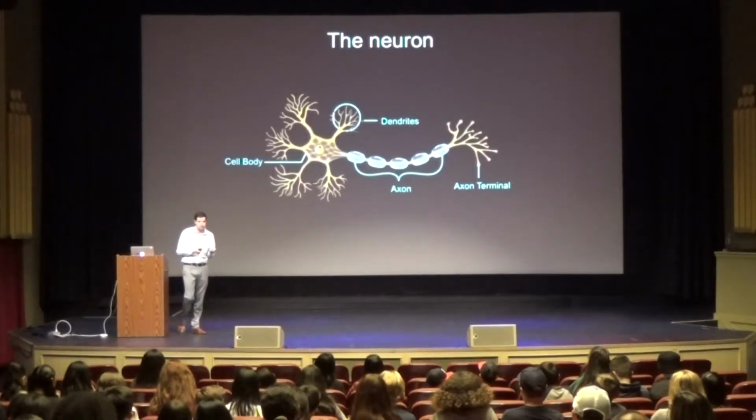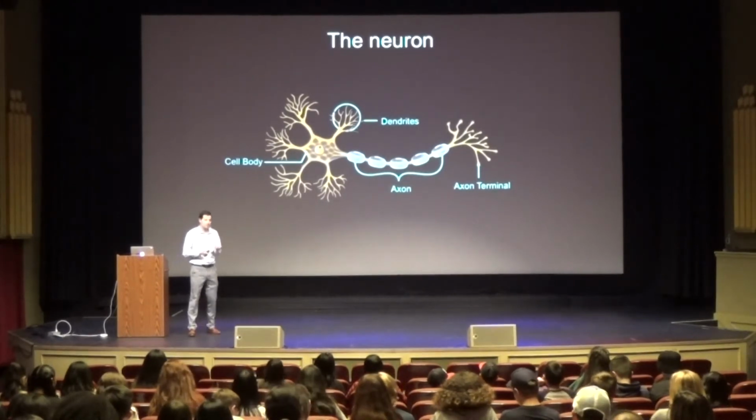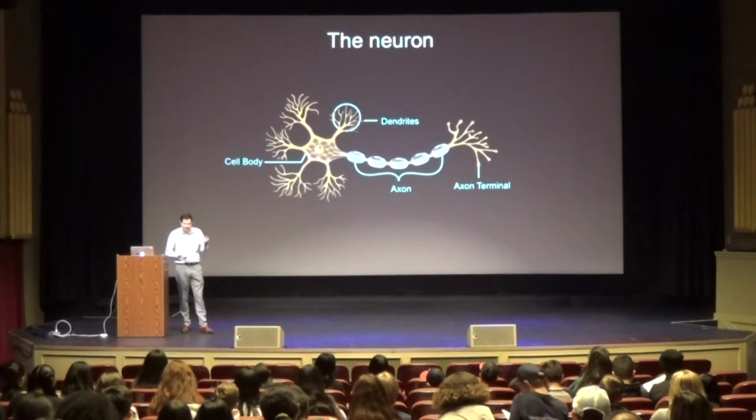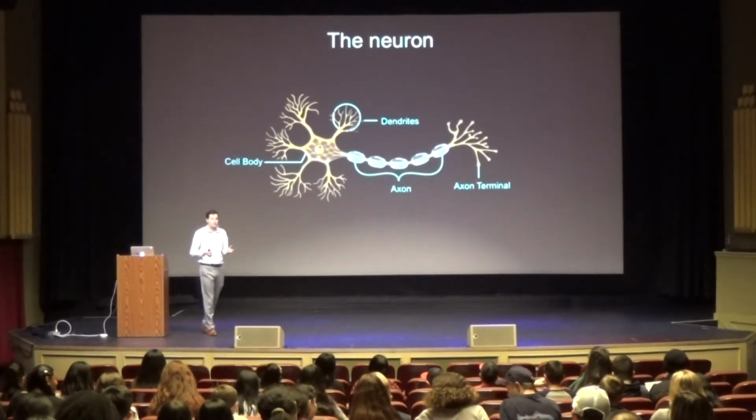But what is the brain made up of? Well, the brain is made up of many different structures. But the one that I'm going to talk about most of all is a cell called the neuron. And the neuron is a cell just like any other cell in your body.